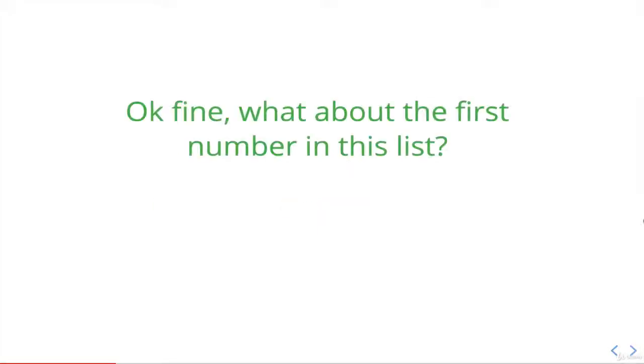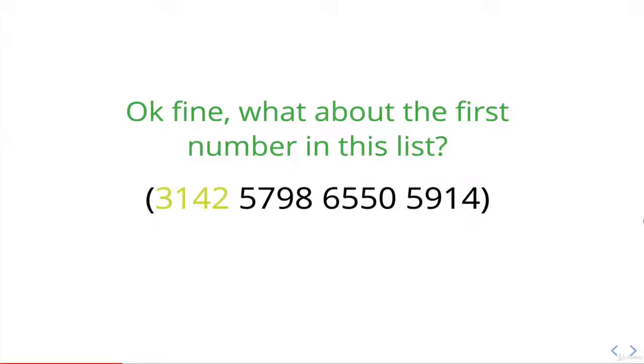So then the boy has a little bit of a think. What could he do? And Martin comes up with a solution. He goes to the dragon, and he says, okay, fine. What about the first number in this list? And he gives him the whole list. And the dragon says, that's not odd. It's even, as we can see.